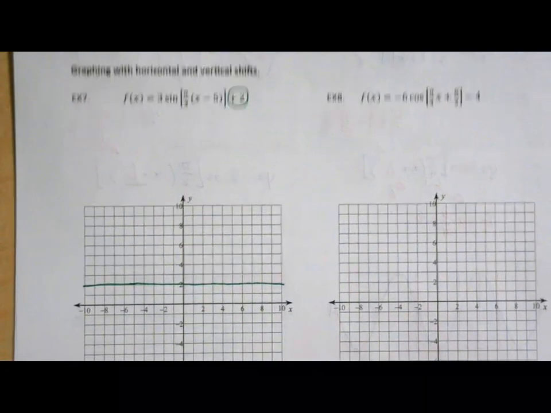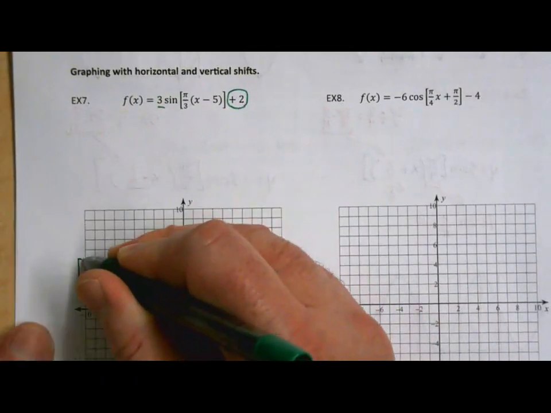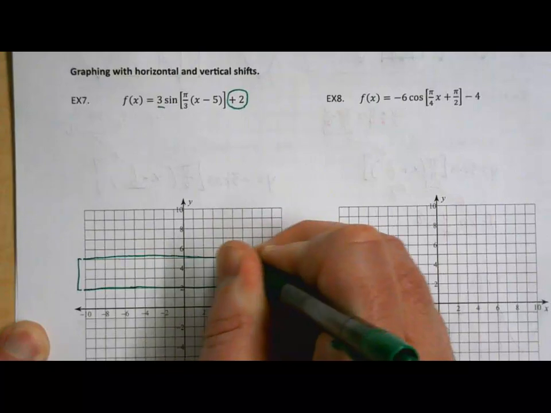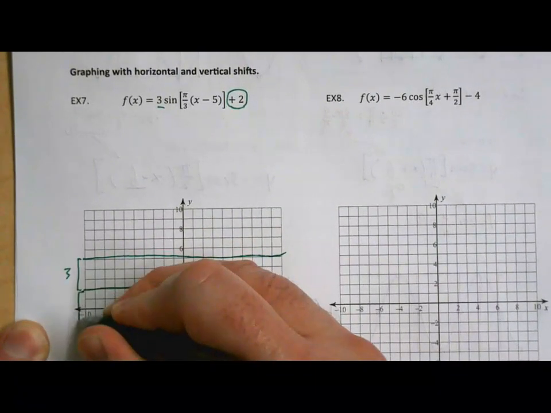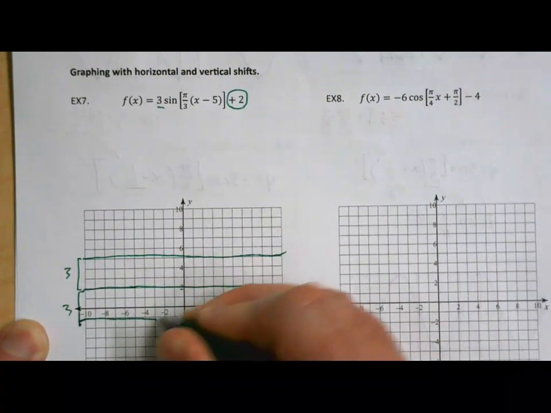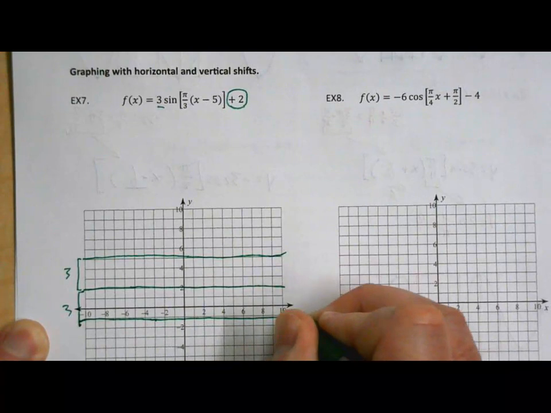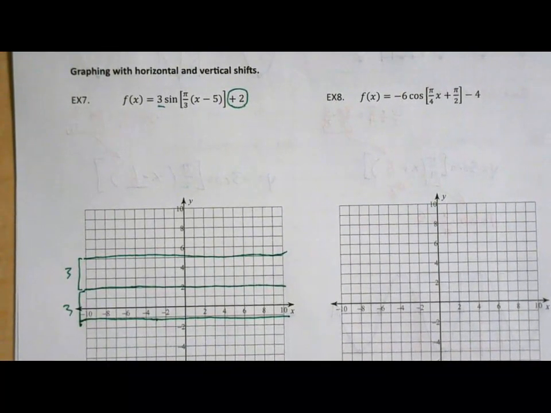And then use your amplitude to go ahead and draw a line for your maxes. So up by 3, and your mins. Down by 3. This makes things so much easier. Then when you go to draw your points, all of your points are going to be on one of those 3 lines.